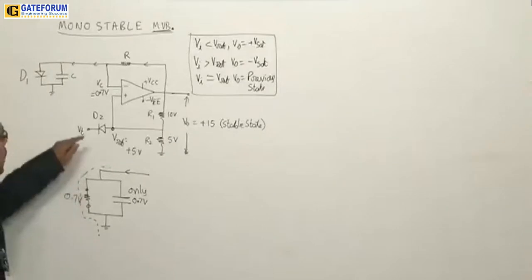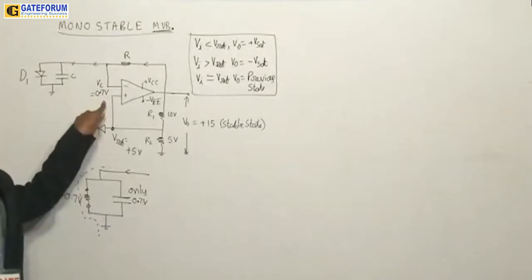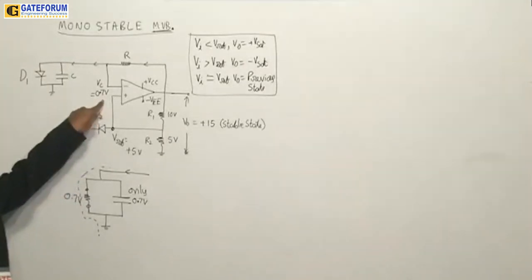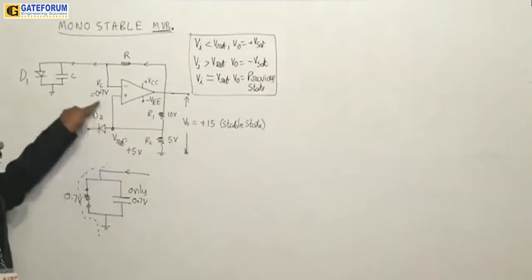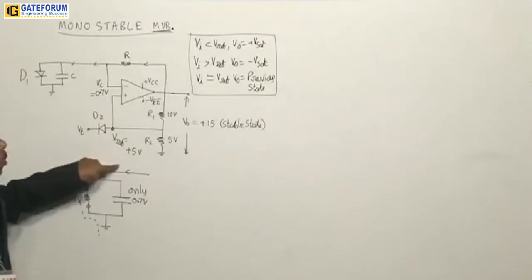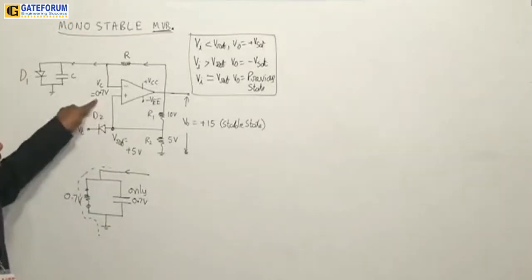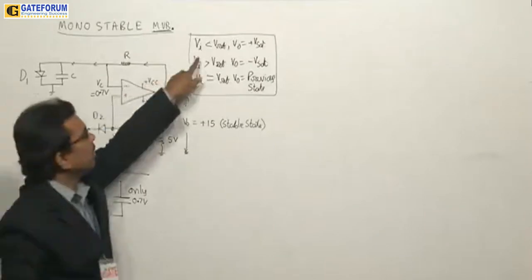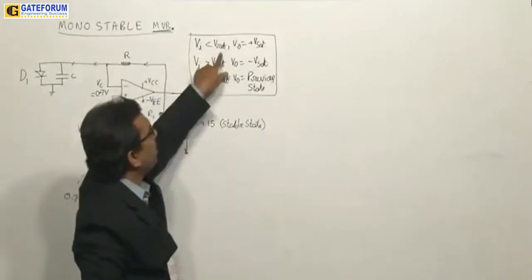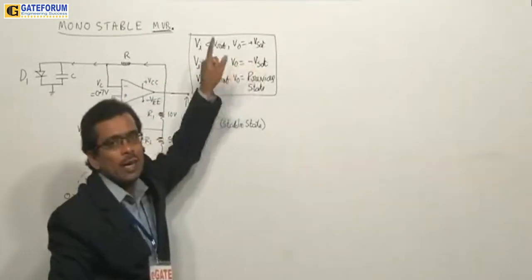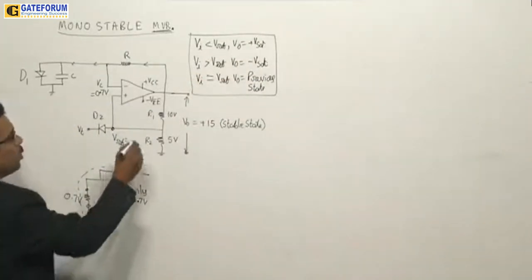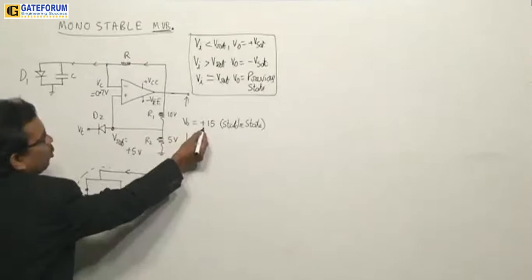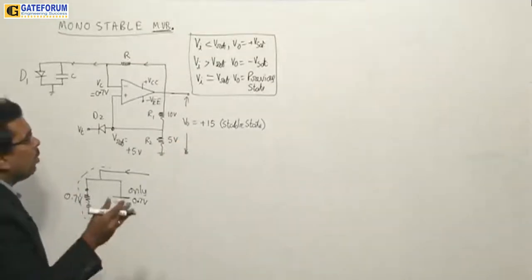Based on this, the input voltage you have here is at 0.7 and the reference voltage is at plus 5. Because these two are like this, the input is less than the reference. For the comparator, input less than V reference gives V output equal to plus V sat. So this is how you are going to get it. Already it is set to plus V sat.